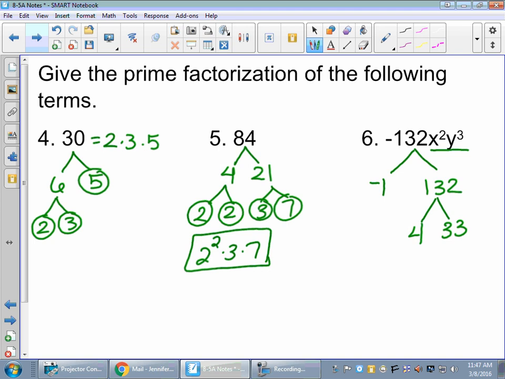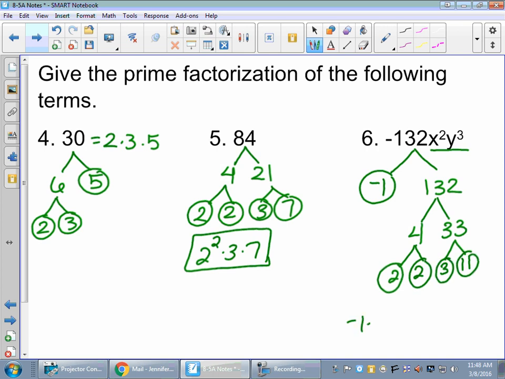And so 4 times 33 is 132. The 4 becomes 2 times 2, and 33 becomes 3 and 11. So don't forget about negative 1. It was a factor, times 2 times 2 times 3 times 11.